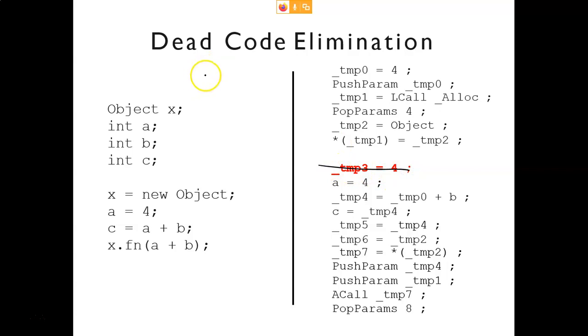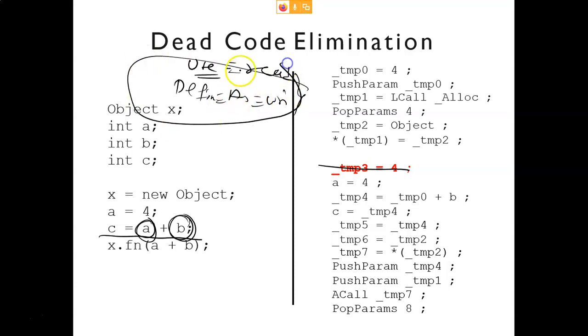Let me repeat this, maybe for the third or fourth time, what use means. Here we are using A, here we are using B. In this statement we are not using C, so don't say that we are using C. Use means we are reading the value of A and reading the value of B. Use means read. Define means assignment, or assignment means write. All these things are the same. So whenever I say you are using some variable, I mean that you are reading that variable.